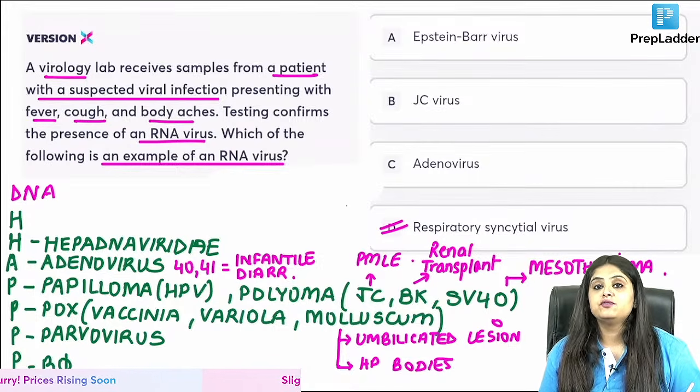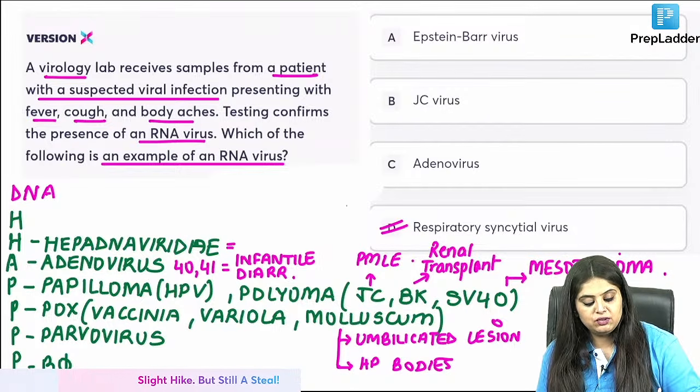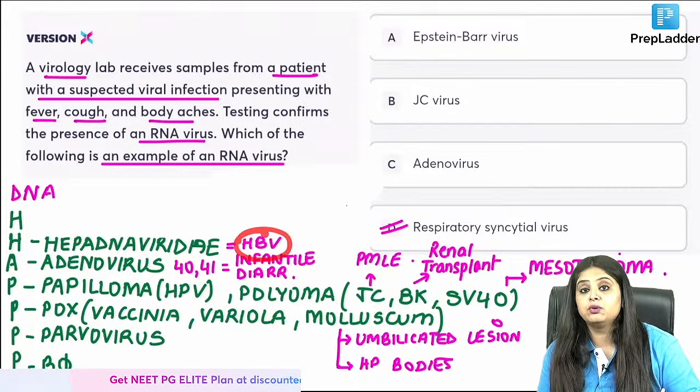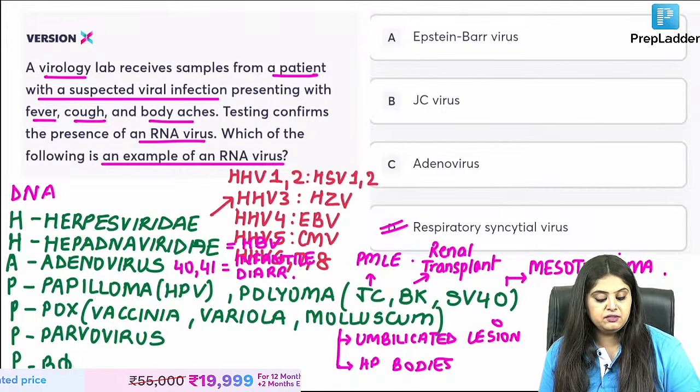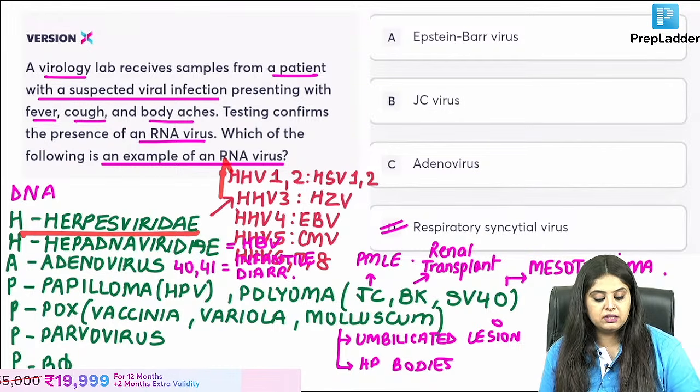Perfect. H for what? Hepadnaviridae. Hepadna is understandable, hepatitis B virus. The only virus which is DNA out of hepatitis is going to be hepadnaviridae. What is left? Herpesviridae. Ma'am, herpesviridae never ends.